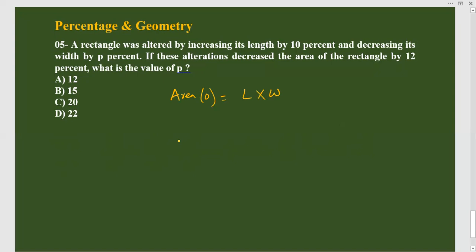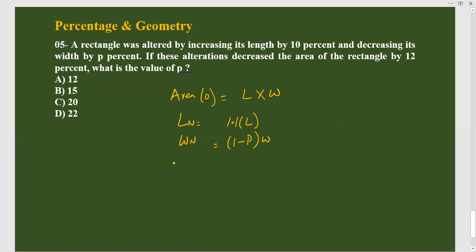Now the new length, so we are saying Ln, which is equal to what? It will increase by 10% of the original value. So we can write it as 1.1 of L. And the width becomes, they are saying decreasing by p%. We are not given the percentage of width. So if it is decreasing by p, we will say that it will be decreased by 100 minus p. So 100% is equal to 1 minus p of width.